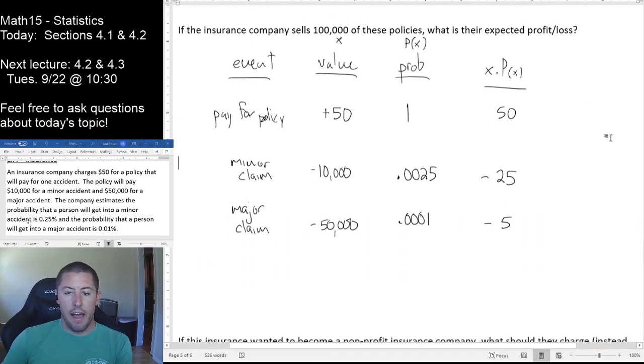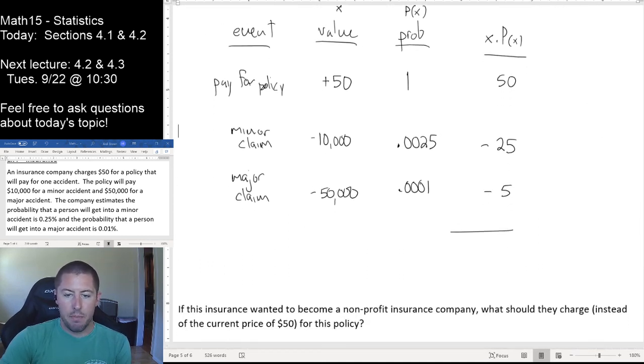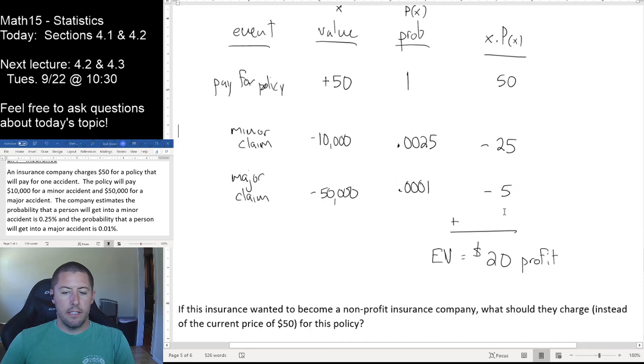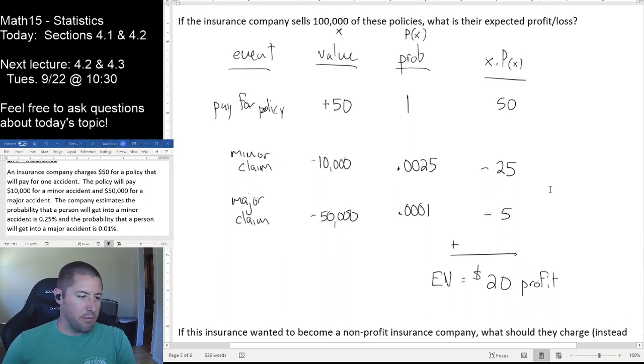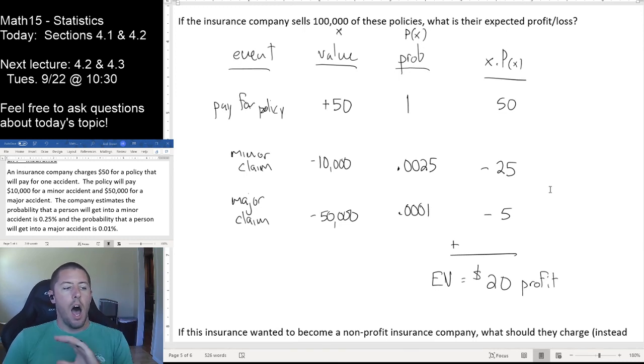So again, if I add up my x times p of x column, what this is saying is that I've got a negative 30 and a positive 50, an expected value of, it looks like, a $20 profit for the insurance company per person. So on average, and again, I am not making a claim about one individual, across hundreds of thousands of individuals, the average profit we should expect this company to experience from each policy sale is $20.